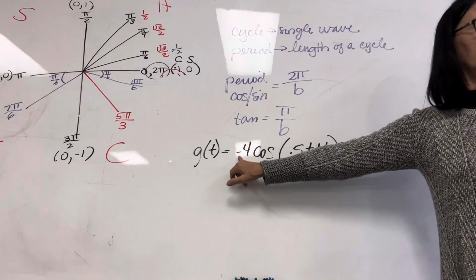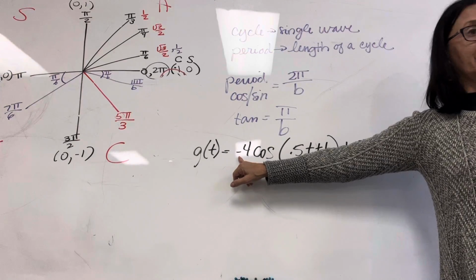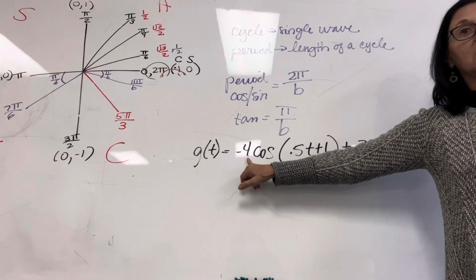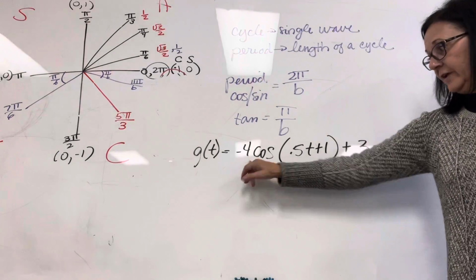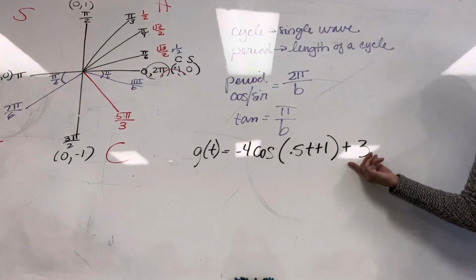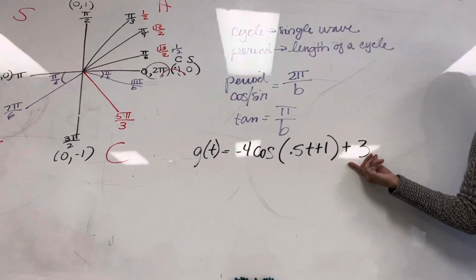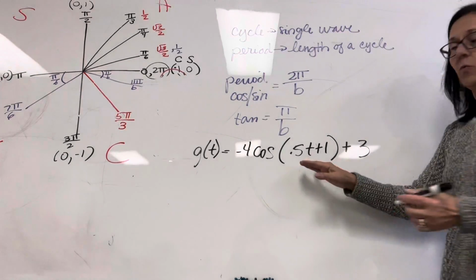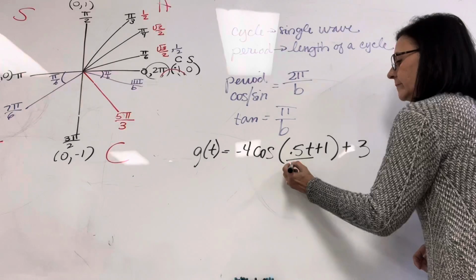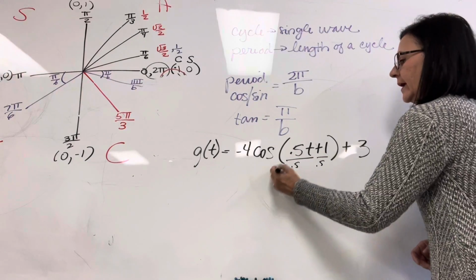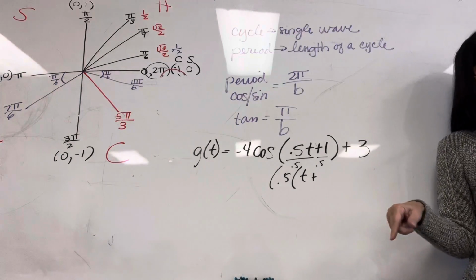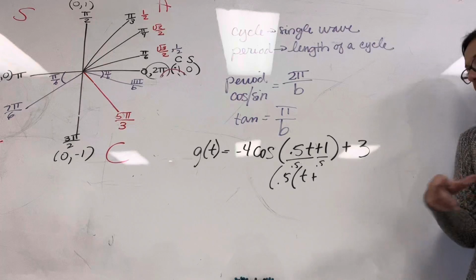We know, what's this -4? Vertical reflection across the x-axis. What's this for? It's a vertical stretch, also known as our amplitude. Everything inside here is horizontal. What's this plus 3? Vertical shift up by 3. Okay, got it? Whatever is inside these parentheses, we have to factor out what's by the t. So we're going to divide both sides by 0.5. And we end up with 0.5 t plus what's 1 divided by 0.5? 2. It's 2 plus 2.